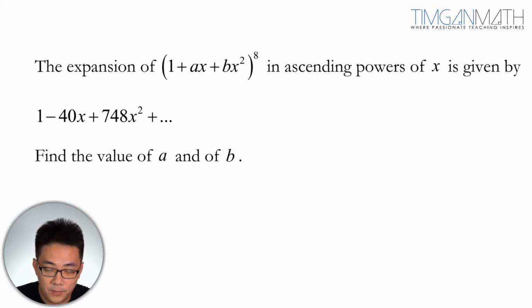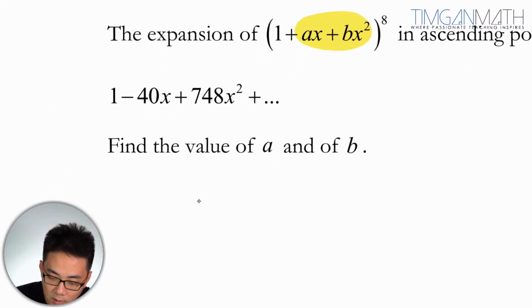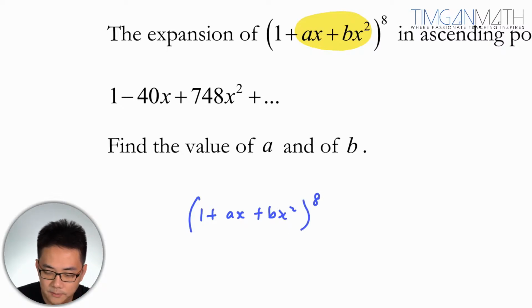Now, this looks like quite difficult to expand, right? But actually, you could just see this whole thing here as one term. These are two variables here. So I will suggest you doing that. That will be easier. So here we'll get 1 plus ax plus bx squared to the power of 8.